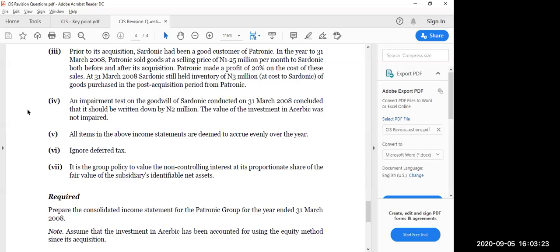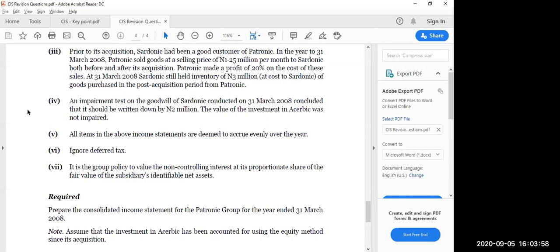Additional information 4. An impairment test on the goodwill of Sardonic conducted on 31st March 2008 concluded that it should be written down by 2 million. The value of the investment in Acerbic was not impaired. All items in the above income statement are deemed to accrue evenly over the year. Additional information 6. Ignore deferred tax. And additional information last.